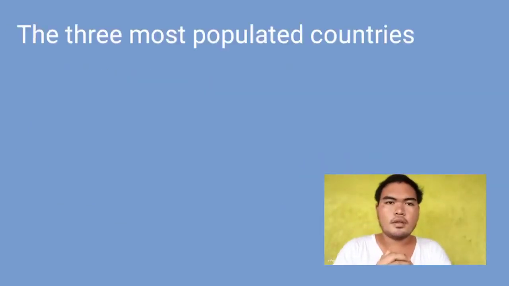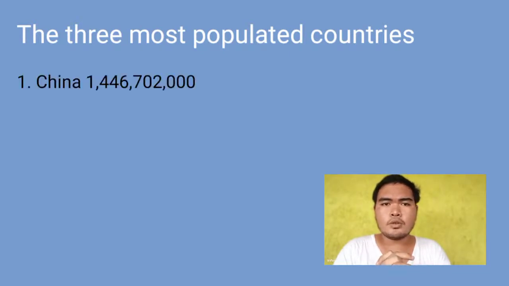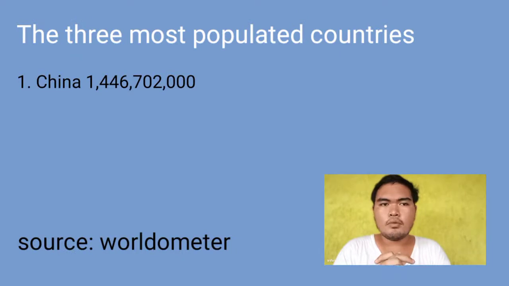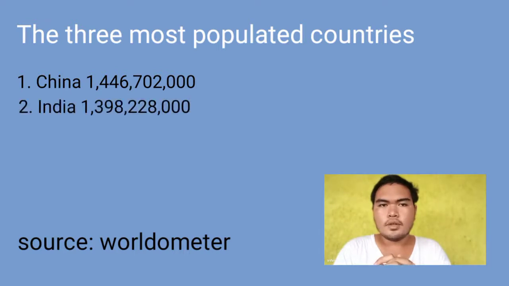Now, what are the top three biggest countries in terms of population? These are China with a population of 1,446,000,000. Second, India, population 1,398,000,000, and it will overtake China at the number one place sometime in the future. And the third place, United States, and its population is 333 million. Not bad for the greatest country on earth.